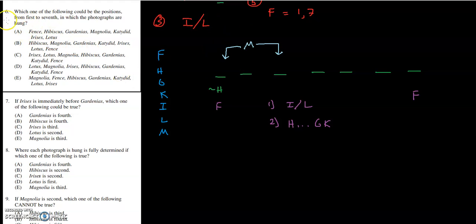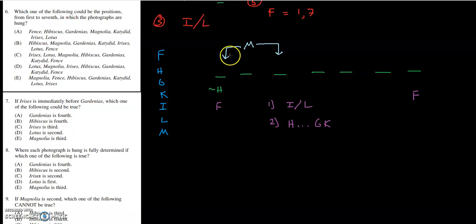Okay, but remember, usually the very first question is almost always what's called an acceptability question. Which of the following could be the positions of the photographs? So all we have to do is just run through and make sure that we're not breaking any of our rules, right? And there's several ways that we can do that. I personally like to just take one rule at a time and tick off things as we go.